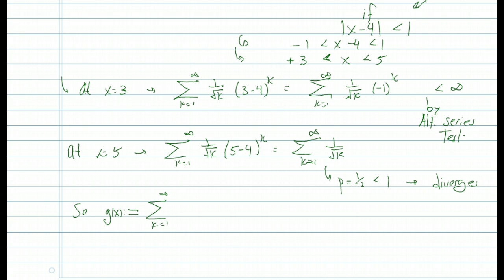So if we think about this function, g of x, which is defined to be this power series, that's only valid for numbers between 3 and 5, and only at 3 can we plug in on the endpoints. All right, so the domain is a half closed, half open interval from 3 to 5, including 3, not including 5.